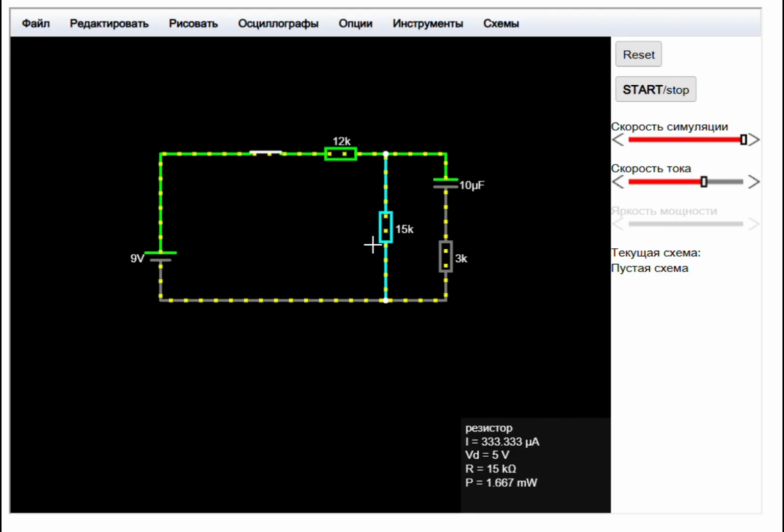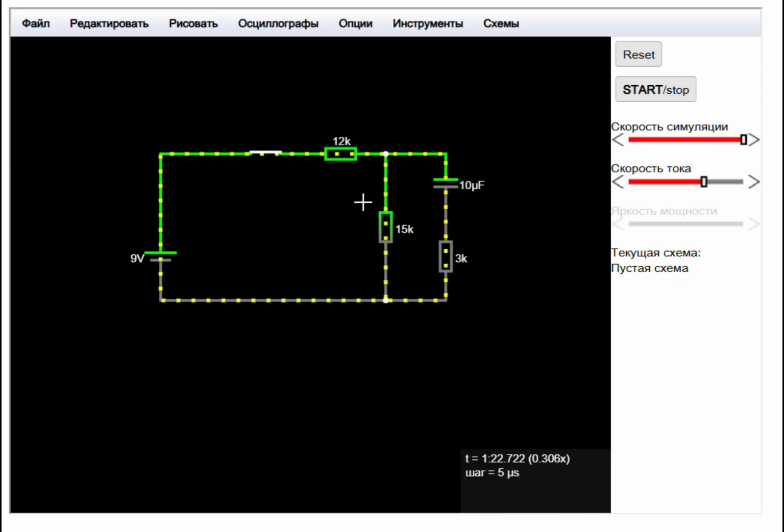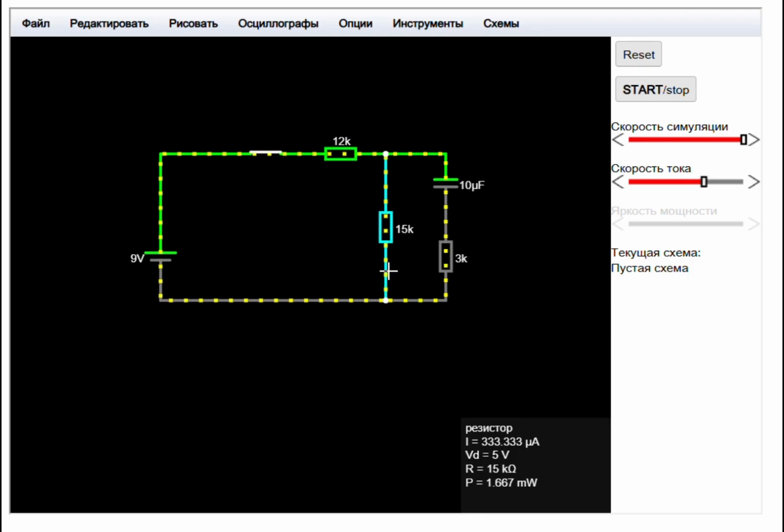As I said, we consider those two resistors connected in series, and we take 27 kilo ohms. If we see here, the current is actually equal to 333.333 microamperes. We found that value actually. So that means our answer is correct.